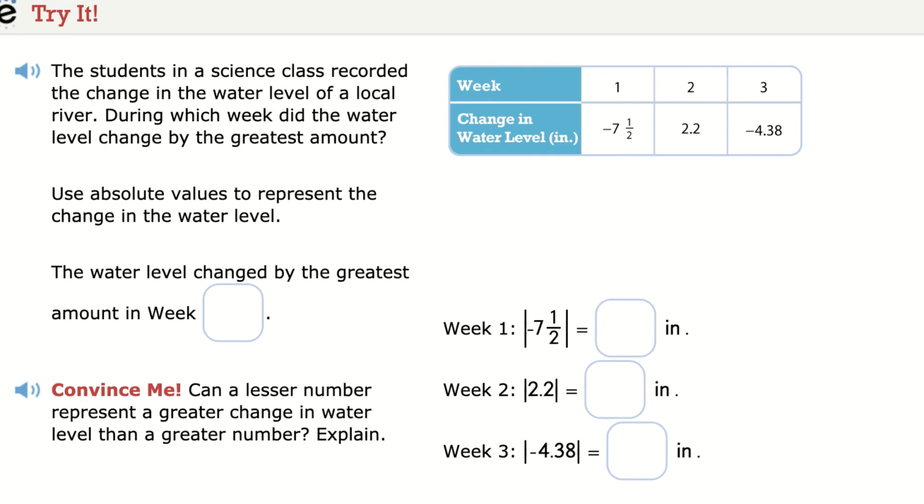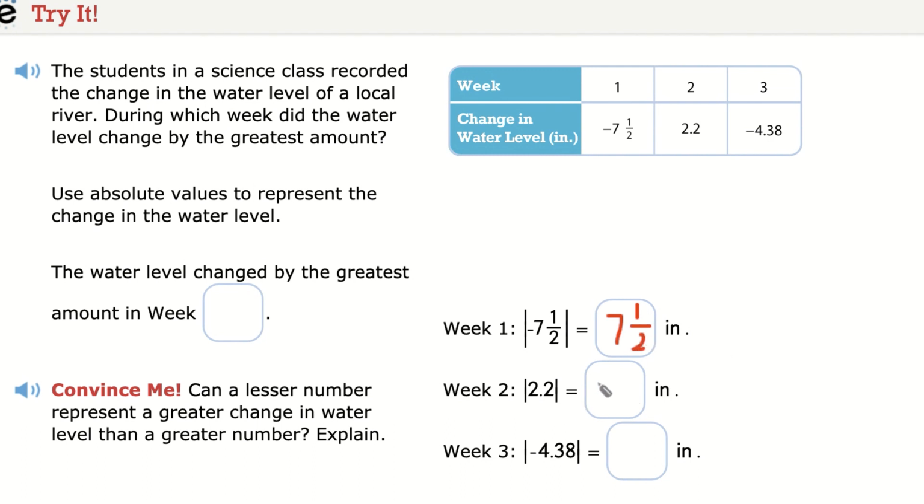All right, people, here's the moment of truth. Let's see how you did with this. Try it. Week 1. Here's how they are suggesting you do this. Find the absolute value of each of these numbers. So week 1, the absolute value of negative 7.5. Well, negative 7.5 is 7.5 units from 0. So the absolute value of negative 7.5 is just 7.5.